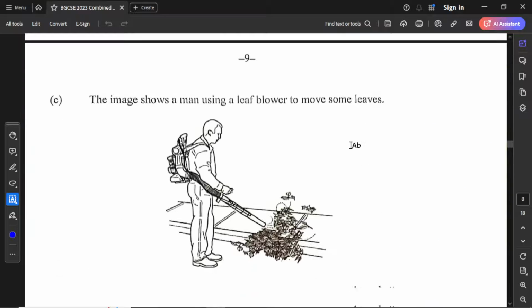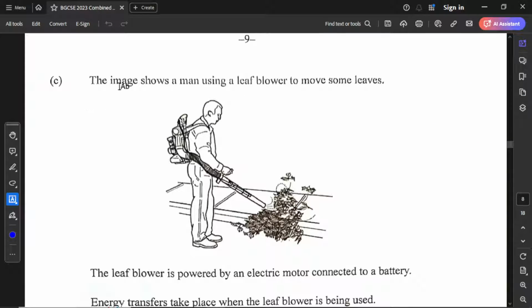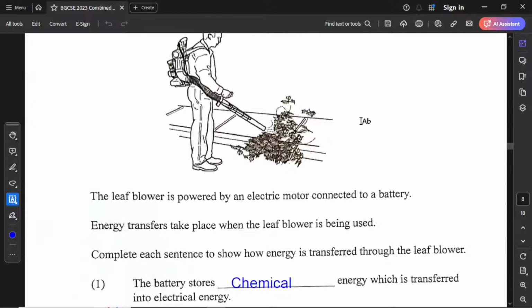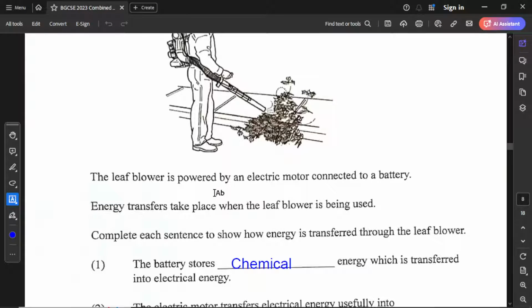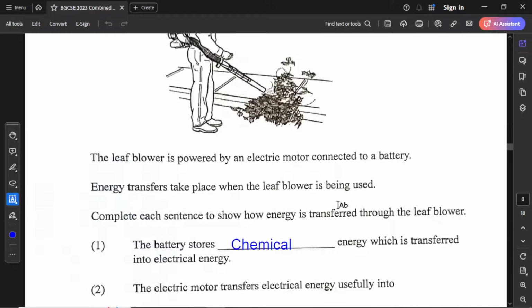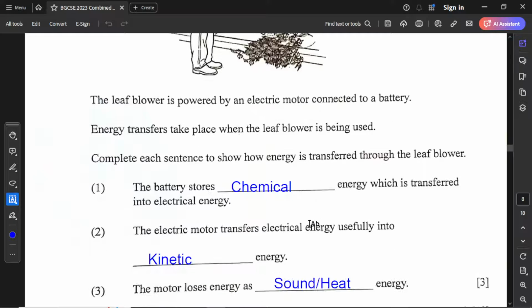All right, and so for part C, the image shows a man using a leaf blower to move some leaves. It said the leaf blower is powered by an electric motor connected to a battery. It said energy transfers take place when the leaf blower is being used. Complete each sentence to show how energy is transferred through the leaf blower. And so for one, it said the battery stores, and that is storing chemical energy. Chemical energy is in the battery, and it's energy which is transferred into electrical energy, definitely.